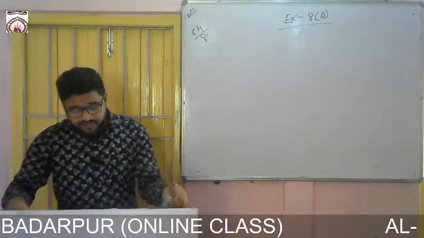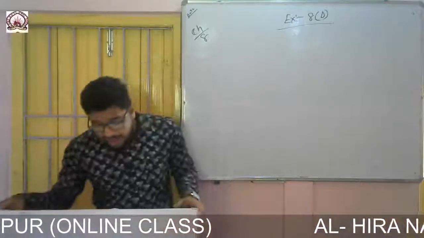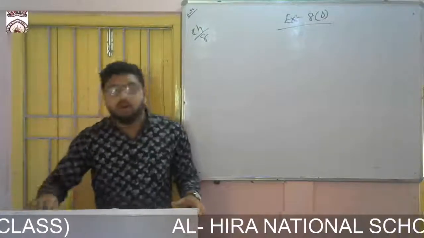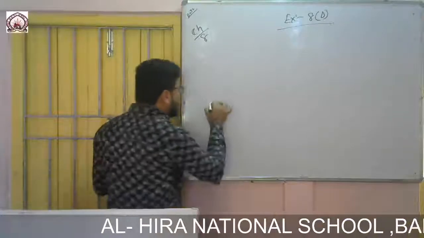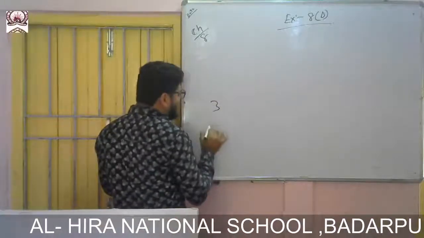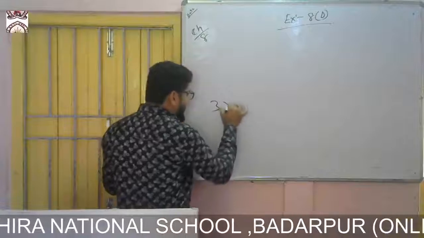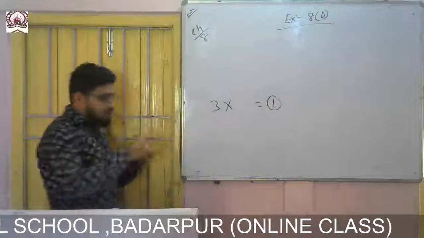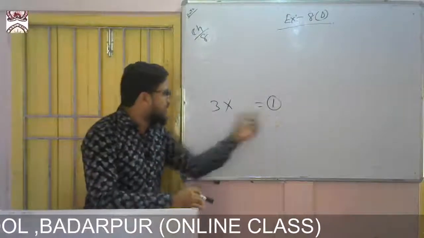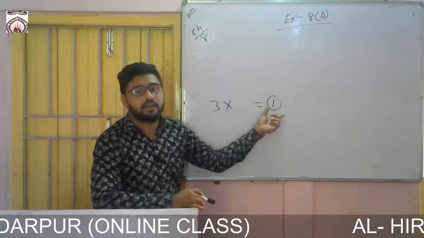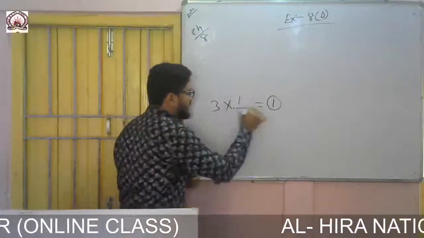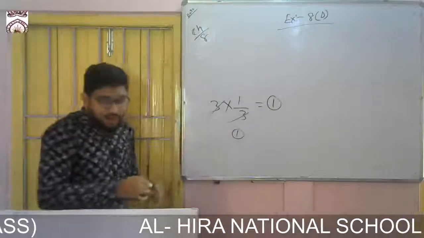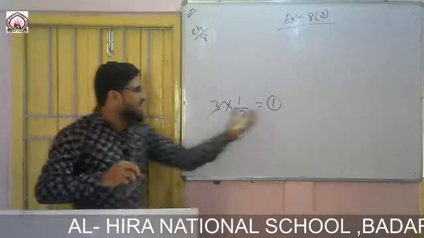Reciprocal of a number means what? Two numbers are reciprocals of each other if their product is 1. Suppose I write an example, 3, and its reciprocal. To get 1, what should be multiplied with 3? Yes, 1 by 3. If I cancel, then 1 remains.